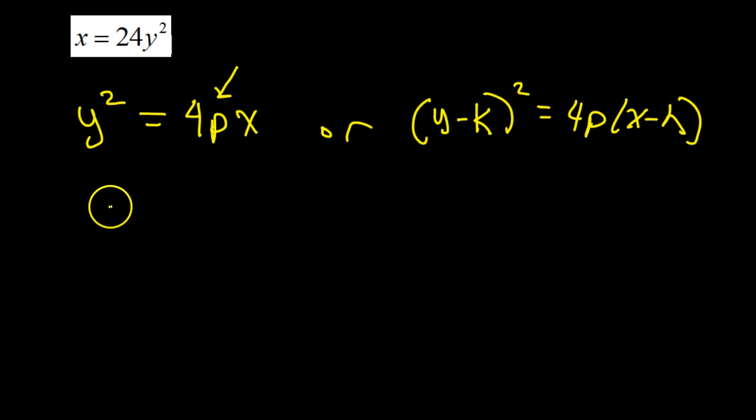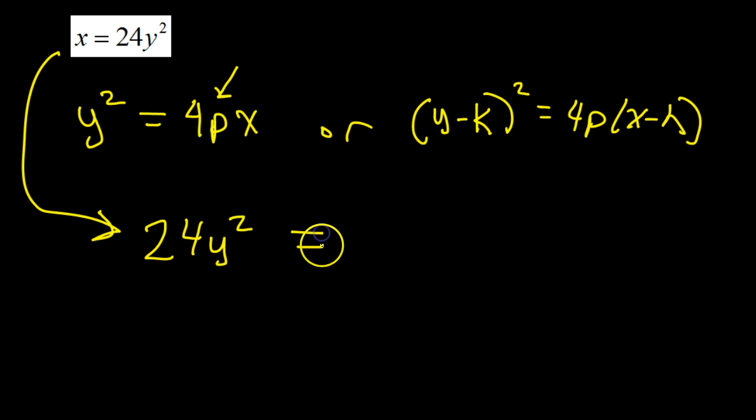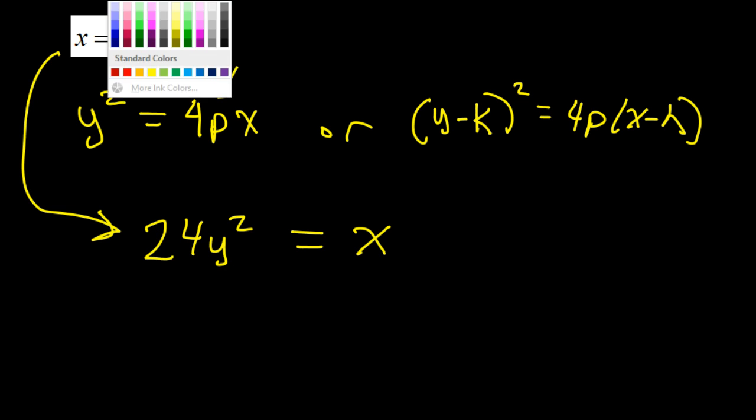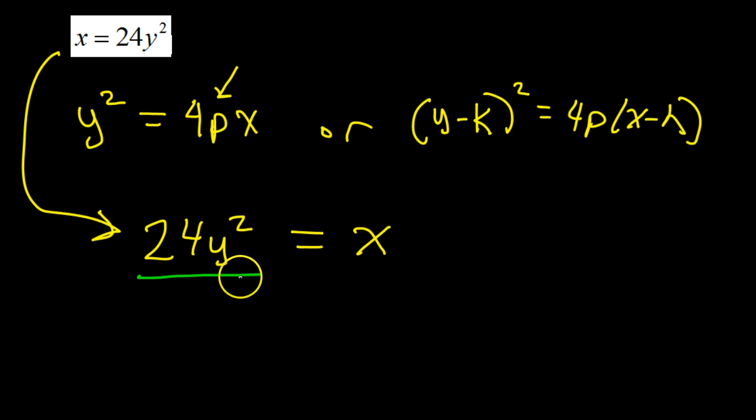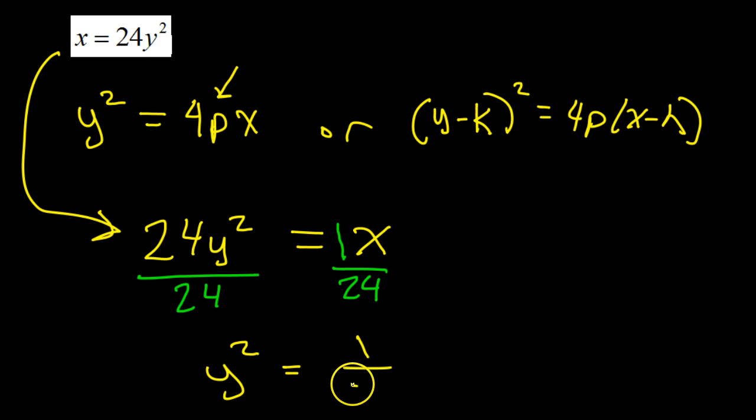So first of all, I'm just going to recopy this as 24y squared equals x. So if I want to find p, I need to get y squared by itself. So I need to divide by 24. And this is the same thing as 1 over 24. So let's look at it that way. So now we have y squared is equal to 1 over 24x.